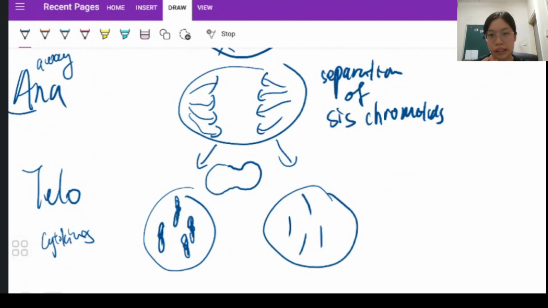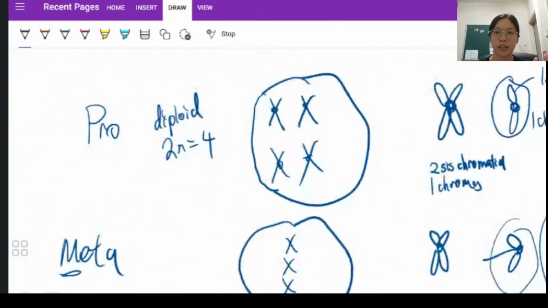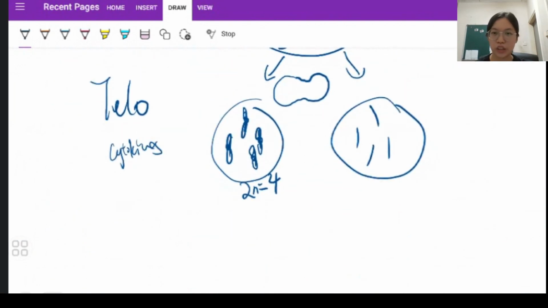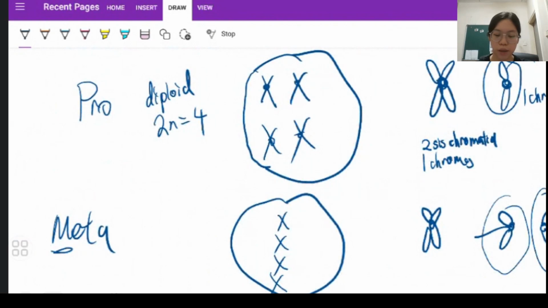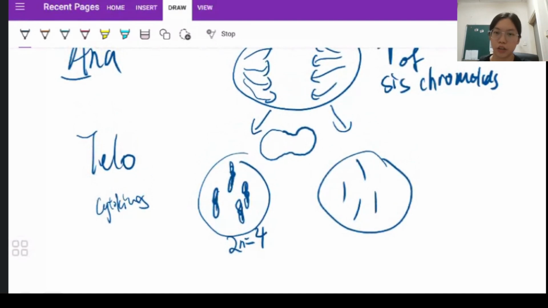Each cell has four sister chromatids. Each of them is 1 chromosome, 2 chromosomes, 3 chromosomes, 4 chromosomes. Can you compare the number right here? At first, 2n equal to 4, and in the end, it's still 2n equal to 4. So the number of chromosomes does not change after mitosis. What happens only is that the sister chromatids get separated. So this is what happens in the mitosis stage.